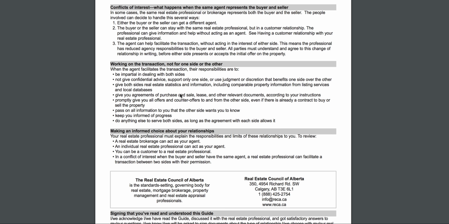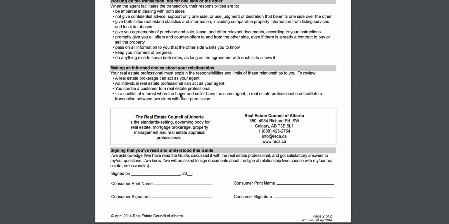And it just needs to be understood that you simply become a middleman and not an agent on either side of the transaction. We become impartial when we're dealing with this type of thing. We're not giving confidential advice or support to only one side or the other. And we can obviously give both sides statistics and information, and generally we do because it helps people interpret what they need to be doing in a transaction, but we're not going to be interpreting that information or anything for either side.